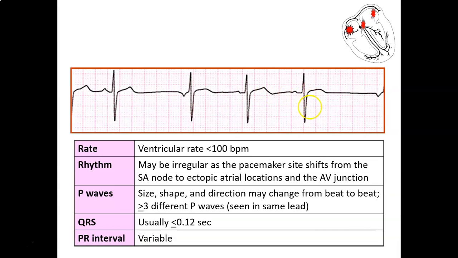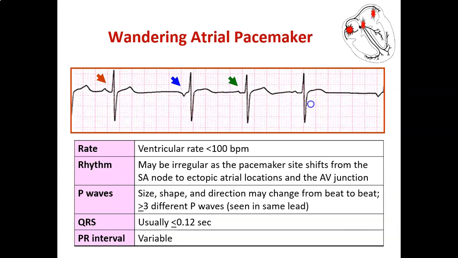So what's your interpretation? Heart rate less than 100 and 3 or more different shapes of P waves. It's called wandering atrial pacemaker. So what happens is the pacemaker wanders, moves from one place to another, like you can see in this example.